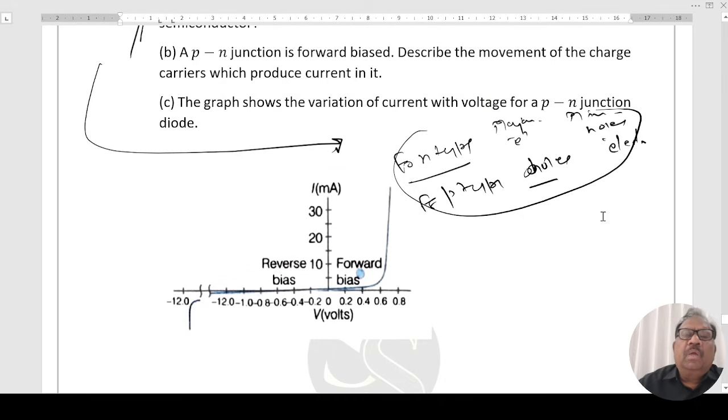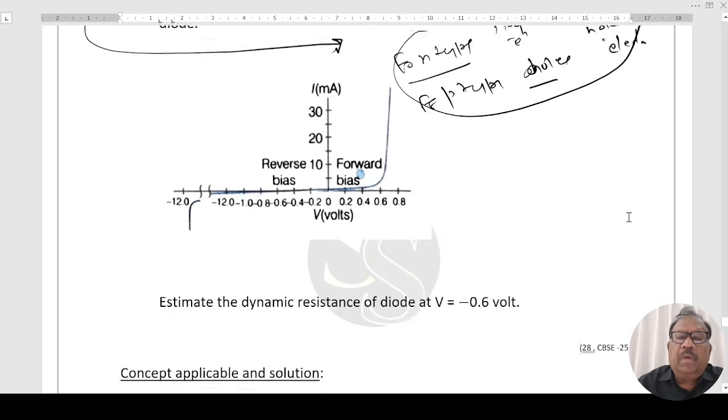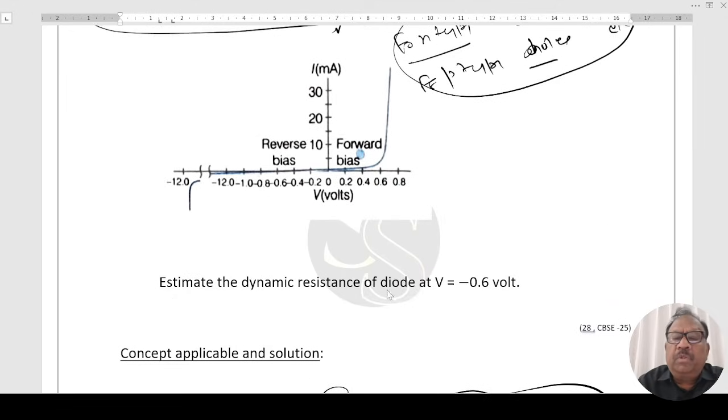Next part is the graph that shows the variation of current with voltage for a p-n junction. Sorry, this is the graph. Estimate the dynamic resistance of the diode when V equals 0.6. Dynamic resistance equals delta V upon delta I.